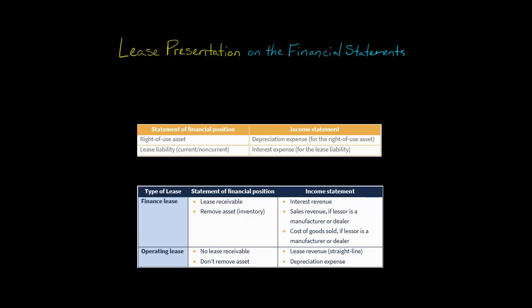Now if it's an operating lease, you're not going to have any lease receivable, and the lessor is not de-recognizing the asset. They're not removing it from their statement of financial position. So they're going to continue to depreciate the asset over its economic life. And then instead of recording interest revenue or any kind of selling profit, they're not going to have that. They're just going to recognize lease revenue on a straight line basis. So this is a summary.